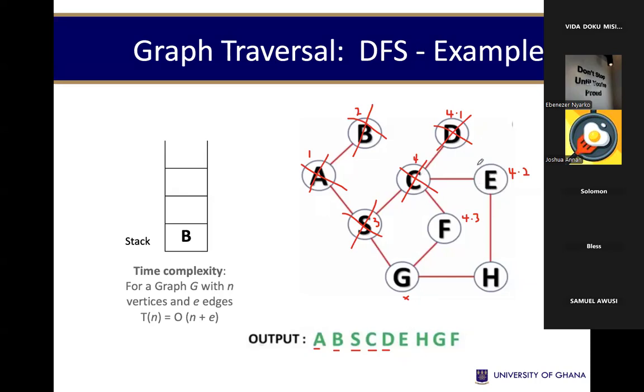Then I visit E. If I visit E, I need to also check whether E has any other friend. Yes, E has a friend. That friend is this guy. So that guy becomes 5. Now, this guy, which is 5, interesting enough, I cannot go to 4.3 because I have to finish fully exhausting E. So in fully exhausting E, then I go to H because that's a friend.